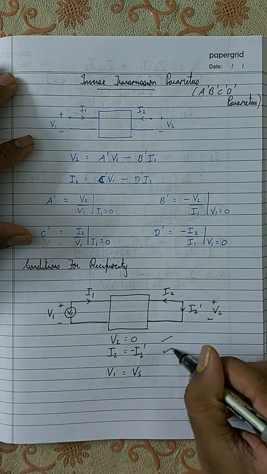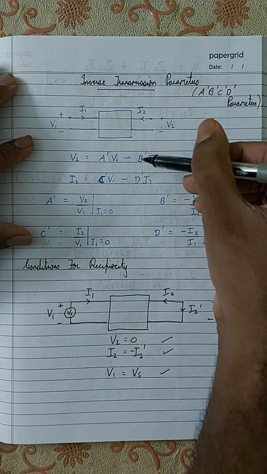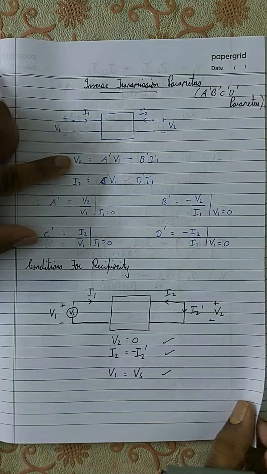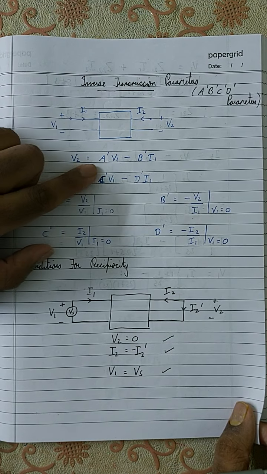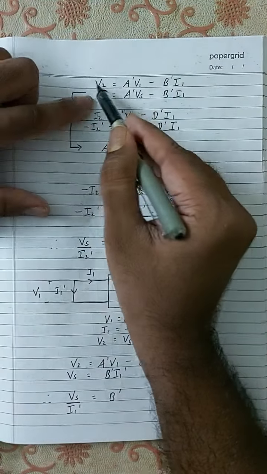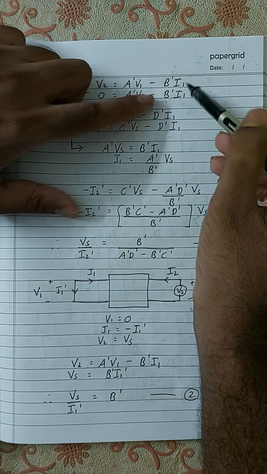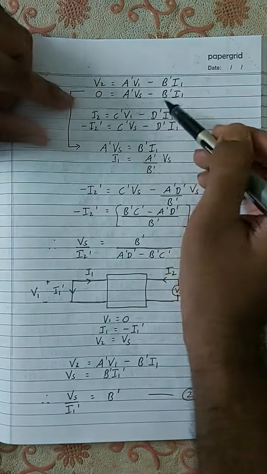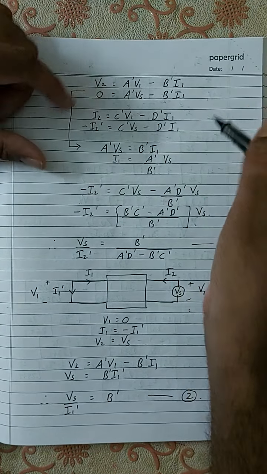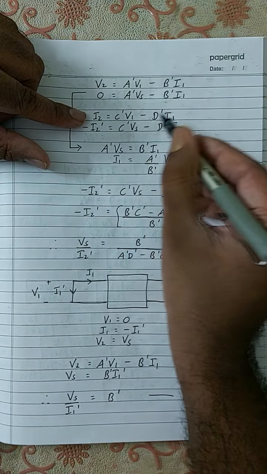So I just need to apply these three conditions in my inverse parameter equations. We know the equation V2 is equal to A dash V1 minus B dash I1. Here V2 is equal to 0, V1 is equal to Vs, and there is no change in I1. So we have 0 is equal to A dash Vs minus B dash I1. And my second equation is I2 is equal to C dash V1 minus D dash I1.